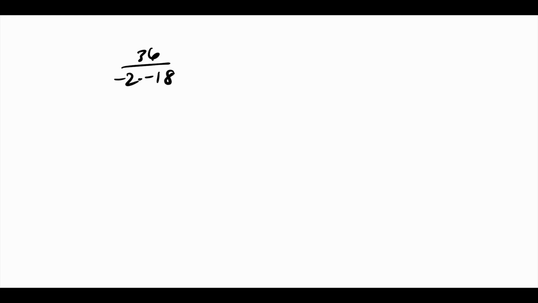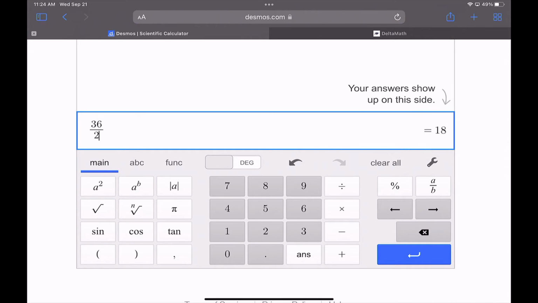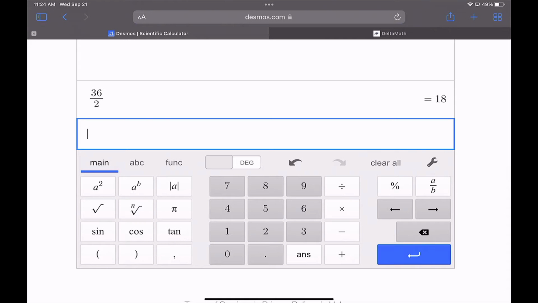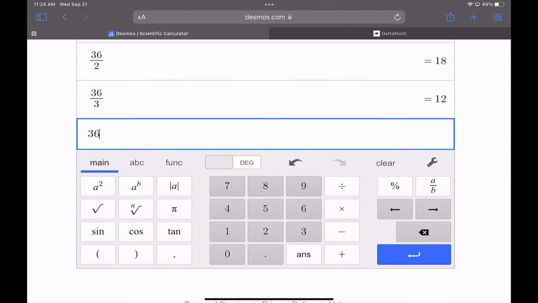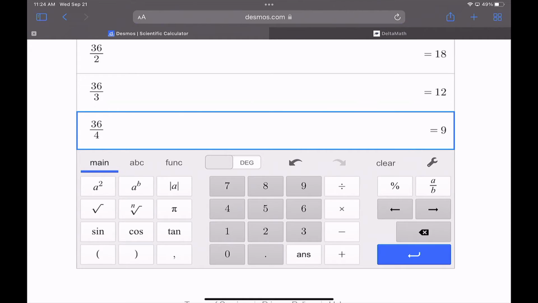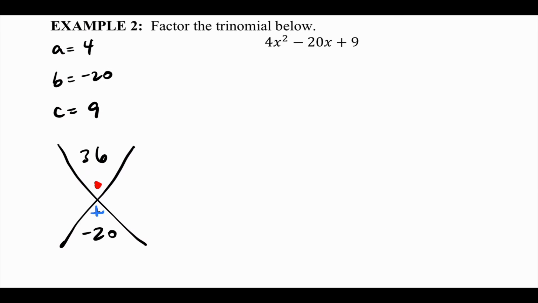Just go 36, so in your calculator, just go 36 and start dividing it by things. Divided by 2, 18 times 2. 36 divided by 3, 3 times 12. 36 divided by 4, 4 times 9. 36 divided by 5, nope. 6, 6 times 6. Just start doing that until you list all the numbers if you're not sure. If you got it, you got it. But if you're not sure, that's the way I would do it. Okay? All right, so negative 18 times negative 2.